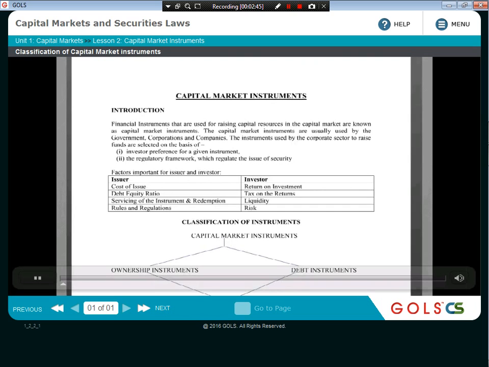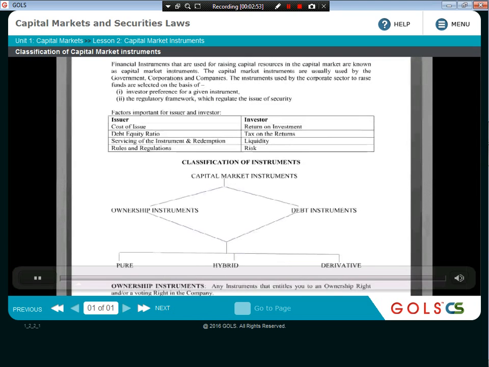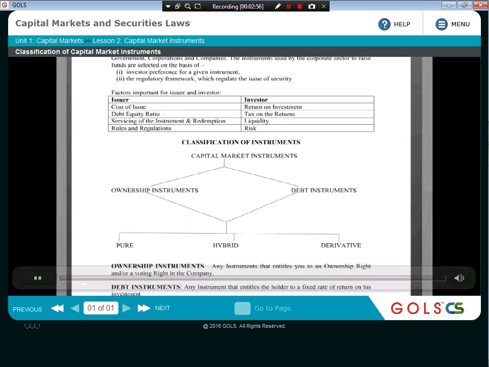Now, if you are going to classify the instruments, how should I classify them? All the instruments you can classify in two types. One is ownership and one is debt. Equity means ownership. So any instrument called an equity instrument will give you ownership rights, or rights to vote at the company's meetings and so on. You are the owners of the company. And the second type are the debt instruments, where you are not the owners, you are the creditors of the company. The company is your debtor. So that is a debt instrument.